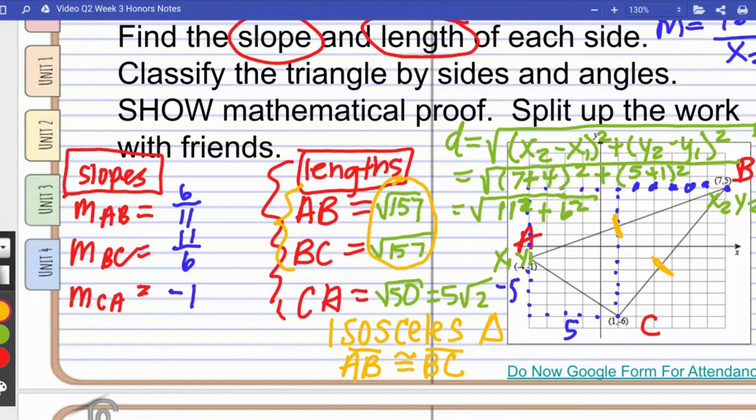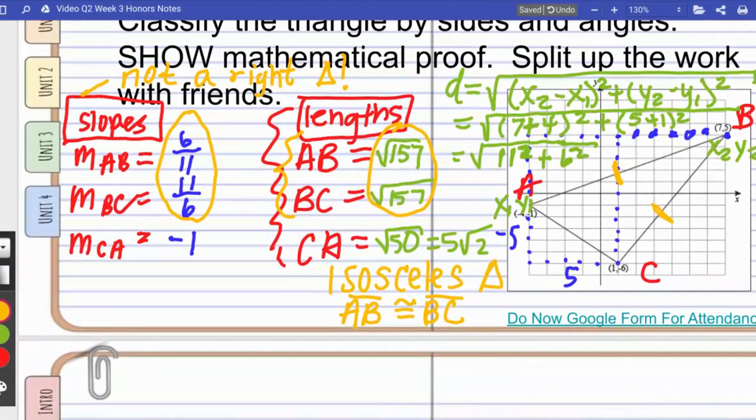Well, the only 2 slopes that are somewhat opposite reciprocal are the slope of AB and BC, but those are just reciprocal slopes, meaning the fractions just flipped. But they're both positive, so they're not opposite reciprocal. In order to be opposite reciprocal, the fraction has to flip, one has to be positive and one has to be negative, and that is not the case here, right? So the only thing our slopes tell us right now is that this triangle is not a right triangle. That leaves us with 2 options. The 2 options are acute or obtuse.